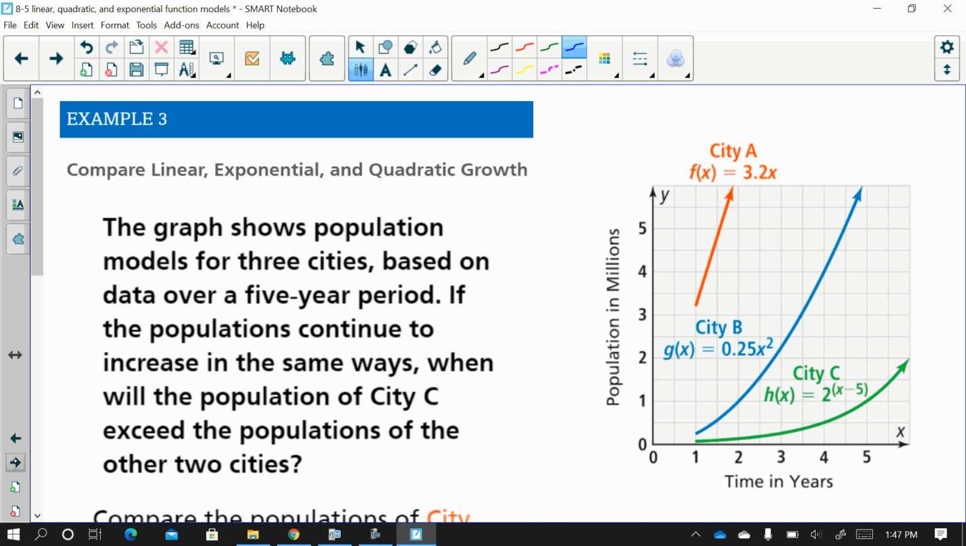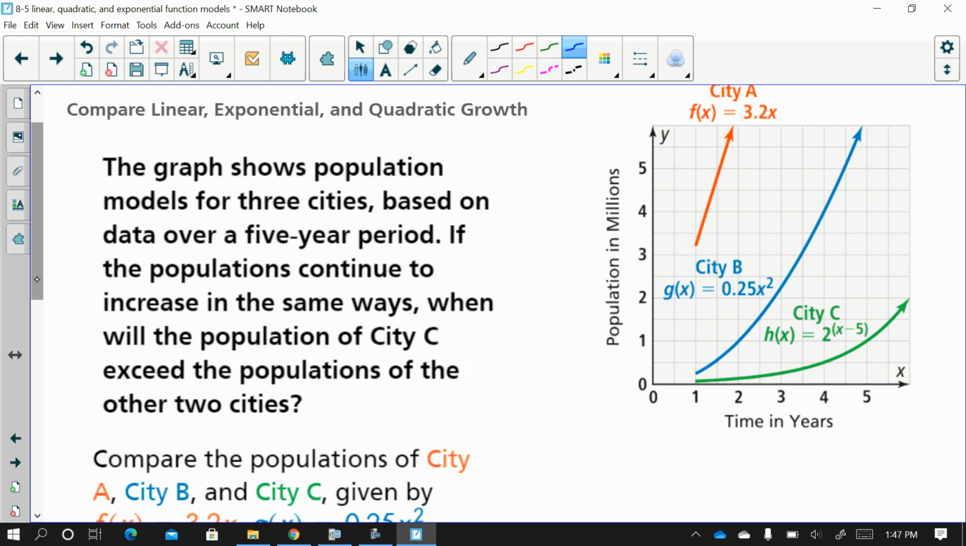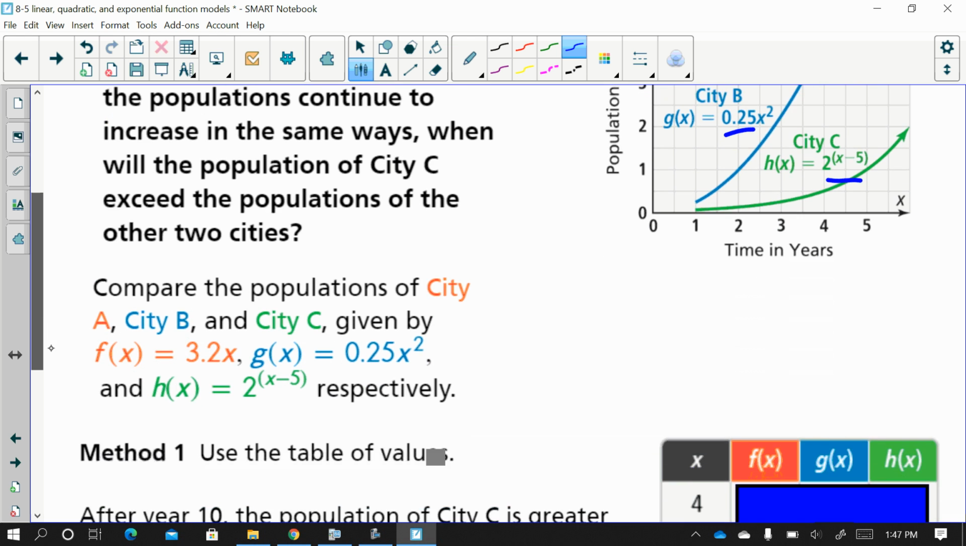If I compare three of them, I've got three different functions here. The graph shows population models for 3 cities based on data over a 5-year period. The populations continue to increase in the same ways. When will the population of city C exceed the populations of the other 2 cities? As you can see, A is linear, B is quadratic, and C is exponential. We know from studying this that exponential grows the fastest over time, so eventually city C will be the largest.